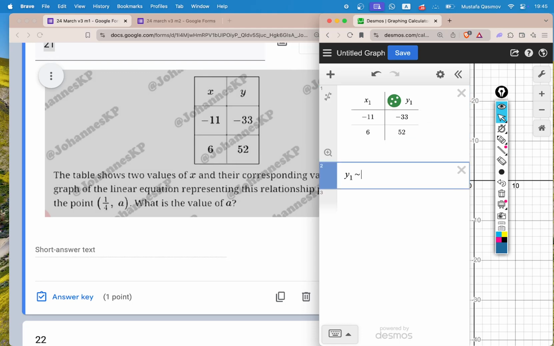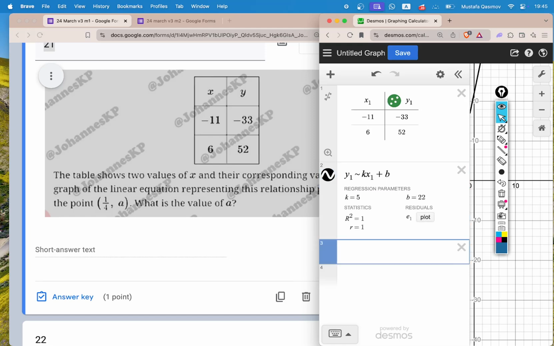y equals kx plus b. Then it says that x is equal to 1/4 and a is equal to y. So a is equal to 1/4 multiplied by k plus b. So the answer is 23.25, but I think, yeah, it's correct.